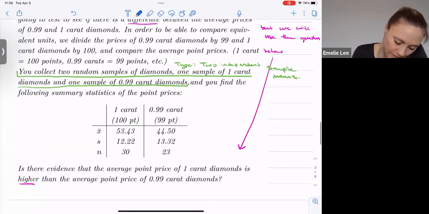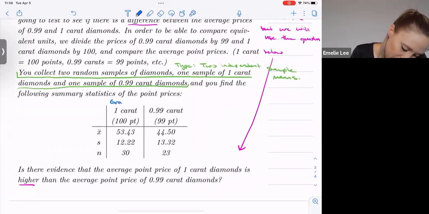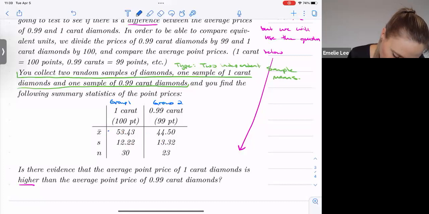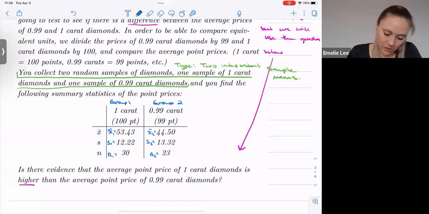So here, if I let my 1 carat diamonds be group 1 and my 0.99 carat diamonds be group 2, what's another way that I could write this information? I'm given X bar for each of the groups. I could subscript that, right? X1 bar, X2 bar, S1, S2, N1, N2. So I'm going to jot that down in here: X1 bar, X2 bar, S1, S2, N1, N2.